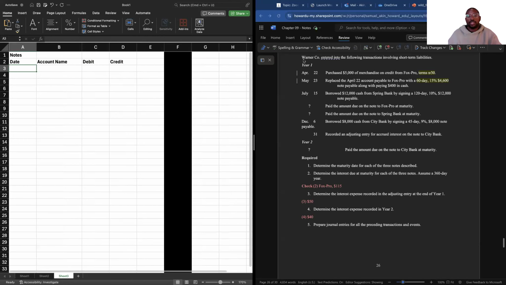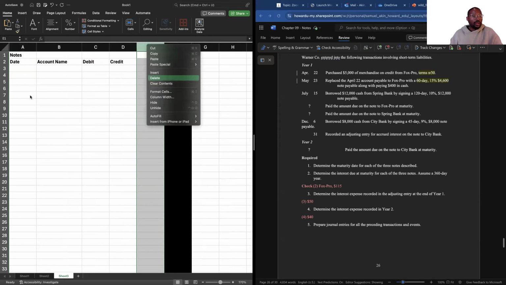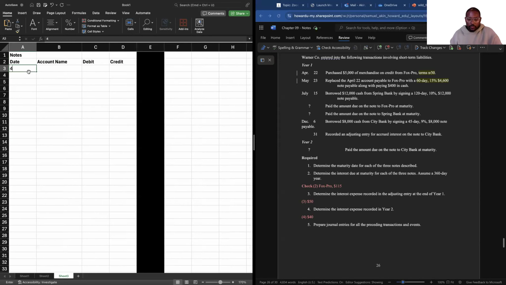So it says on April 22nd, we purchased $5,000 worth of inventory on credit from Fox Pro, credit terms net 30. So what are we doing here? Obviously, we're going to put the date 4/22 in there because it's April. Now, what are we receiving? We're receiving merchandise. So merchandise is going up, so we're going to debit merchandise inventory for that 5,000.